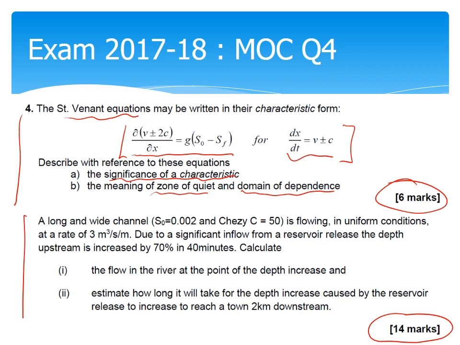So we've got a river channel flowing in uniform conditions. We're going to have to do a uniform flow calculation, and there's a depth increase by 70% due to a release from a reservoir. What we want to know is, when that depth increase happens, what will be the flow in the river? We need to calculate that using the method of characteristics. In the second part, we want to know how long it will take for this depth increase to affect a point 2 kilometers downstream. Okay, let's get started.